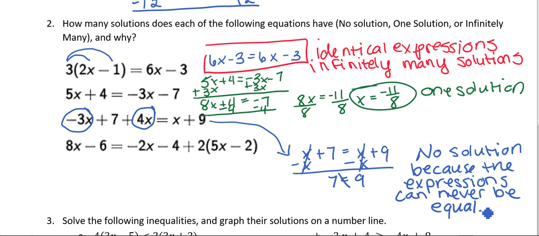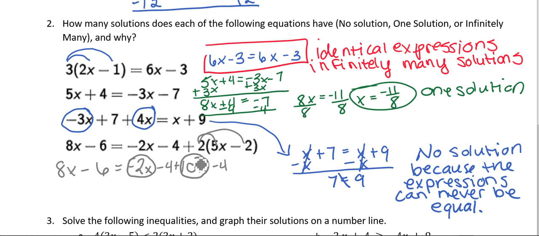Okay, 8x minus 6 equals negative 2x minus 4 plus 2 times 5x minus 2. So let's simplify this a little. I know I have negative 2x minus 4. This becomes 10x minus 4. Okay, let's combine our like terms. So I have negative 2x and 10x, and I'm also going to combine negative 4 with negative 4. So negative 2x and 10x makes 8x, and negative 4 and negative 4 makes negative 8.